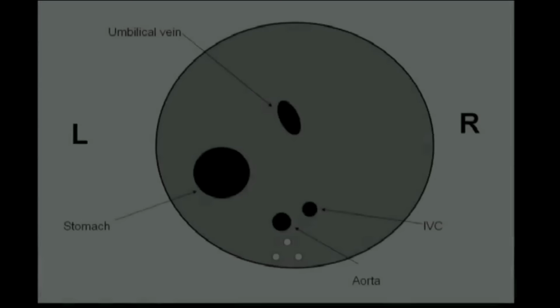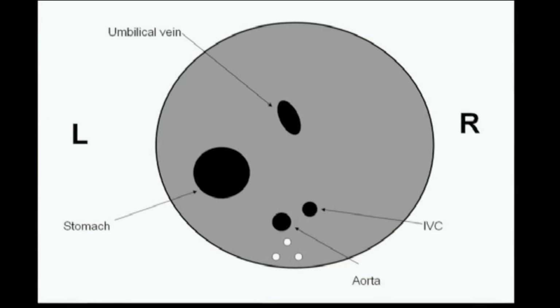Having orientated yourself on the fetus, you then start from below the diaphragm and work your way up into the chest. Just below the diaphragm, you'll note the stomach on the left, the umbilical vein, the IVC, the inferior vena cava, and the descending aorta in cross-section.